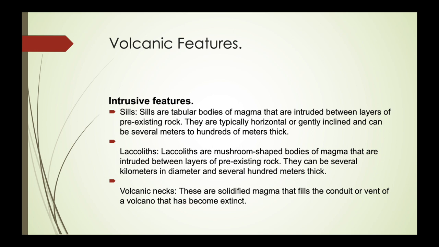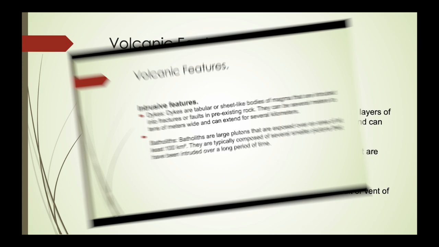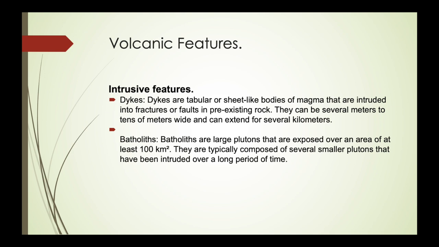Volcanic necks. These are solidified magma that fills the conduit or vent of a volcano that has become extinct. Dikes. Dikes are tabular or sheet-like bodies of magma that are intruded into fractures or faults in pre-existing rock. They can be several meters to tens of meters wide and can extend for several kilometers.